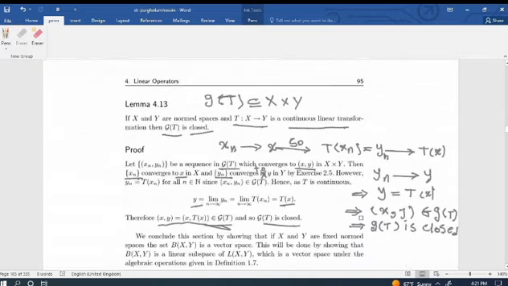Lemma. If X and Y are normed spaces and T is a continuous linear transformation, in this case G of T, the graph of T, is closed. So the graph of a continuous linear transformation is closed. This is the proof of the lemma. For proving that G of T is closed, we should show that for any sequence xn, when xn approaches x, we should conclude that T of xn approaches T of x.